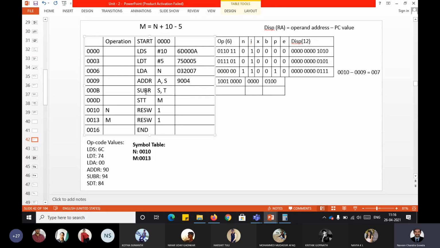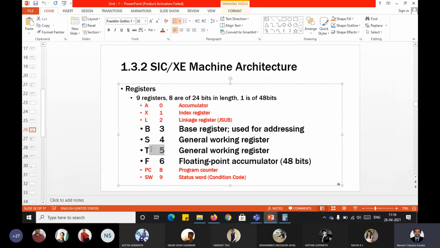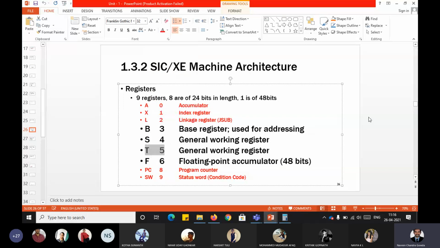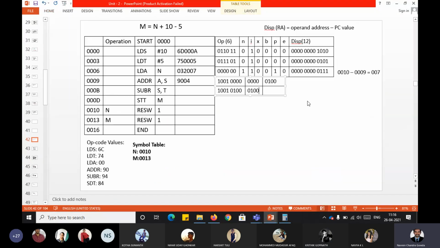The same way, what is the opcode of SUBR? It is 94. I'll say 9 and 4 followed by S and T. What is the register number of S? It is 4. What about T? What is the register number of T, students? 5. So how to write 5? It is 0101. So what is the object code you get? It is 9445. Right? So that's the object code for this.